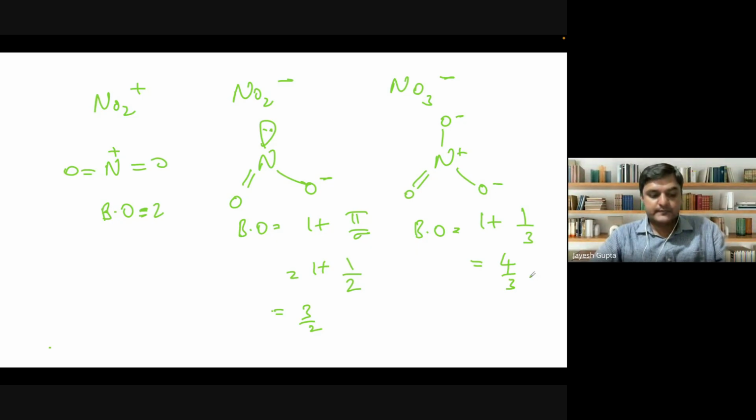So based on this value, the higher the bond order, the shorter the bond length. So NO2 plus will be the shortest. Lower bond order, longer bond length. So NO3 minus, then NO2 minus, then NO2 plus.